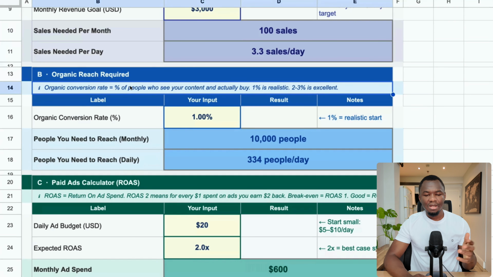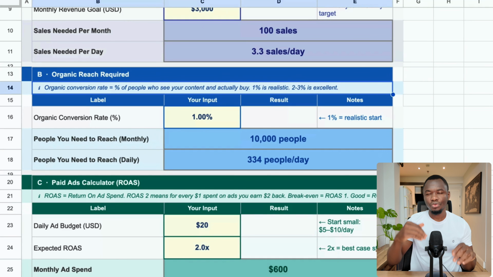The organic reach is, what is the percentage of people who see your content who buy? Normally 1% is realistic, 2 to 3% is excellent. So I had to write this note down so you look at the figures that we're going to be using over here. Generally, the most accepted, realistic point is 1% of people who see your product actually decide to buy.